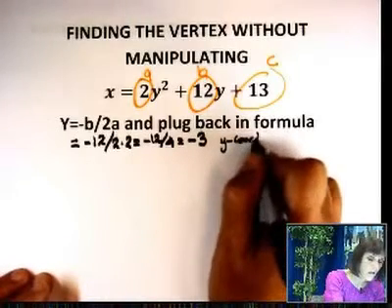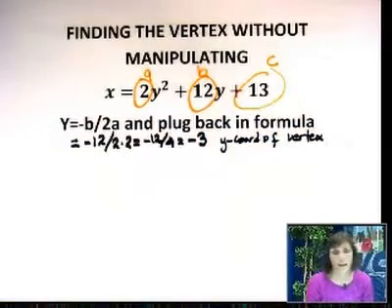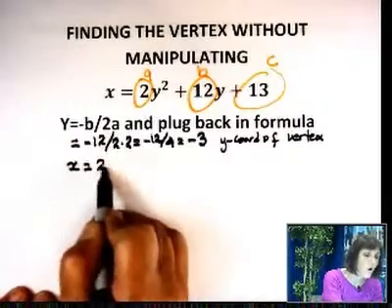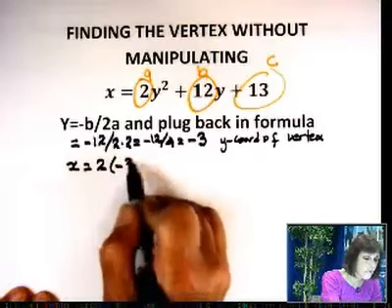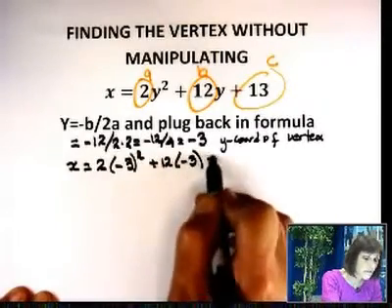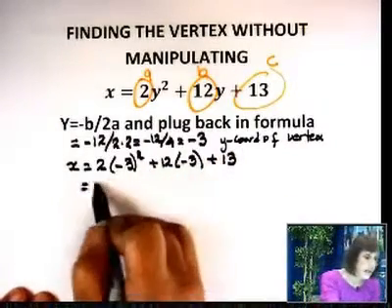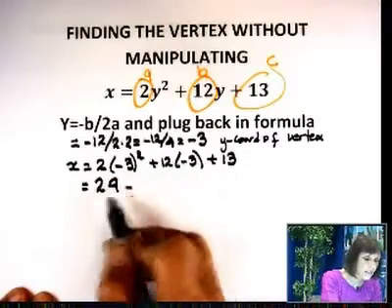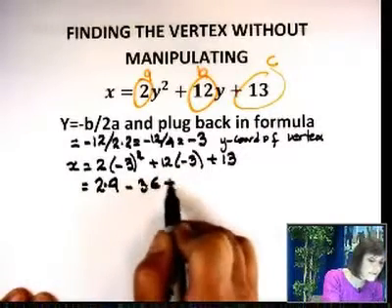Now, how do I find the x-coordinate? You're going to take negative 3 and put it in the formula. x equals 2. When you have a negative, make sure you put the substitution in parentheses. Plus 12 in parentheses. Plus 13. A little manipulation. Negative 3 squared is 9. This is 2 times 9. 12 times negative 3 is negative 36, plus 13.